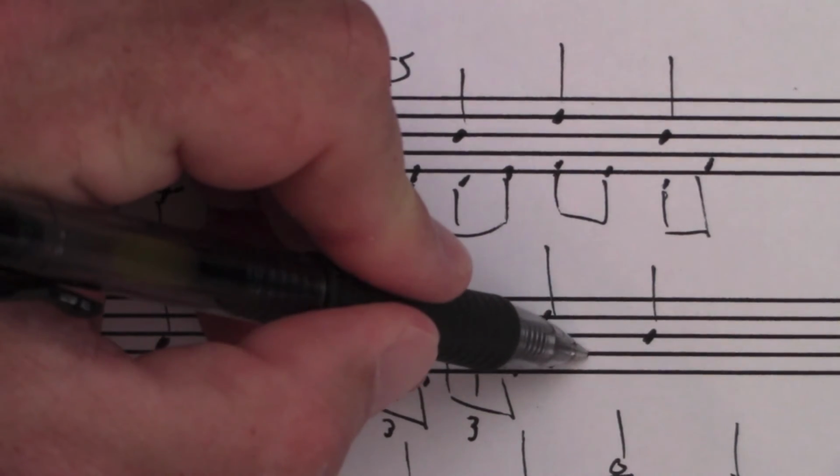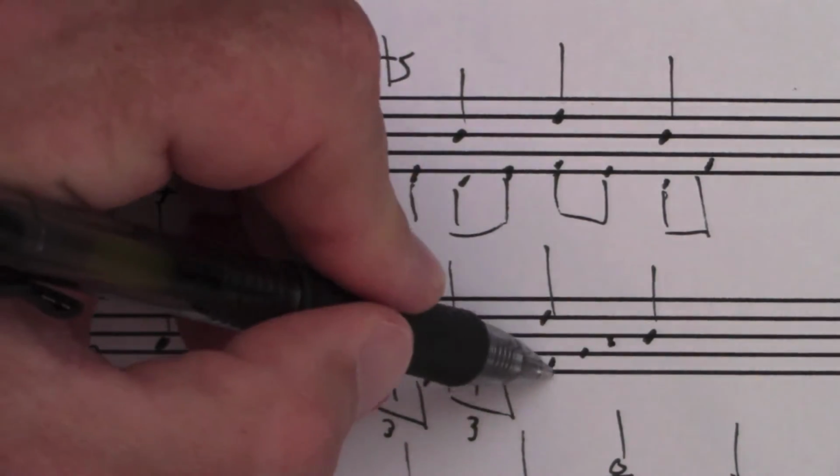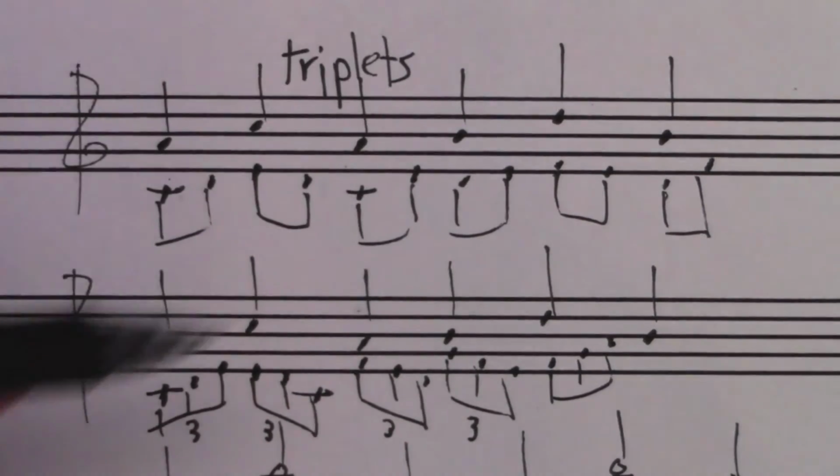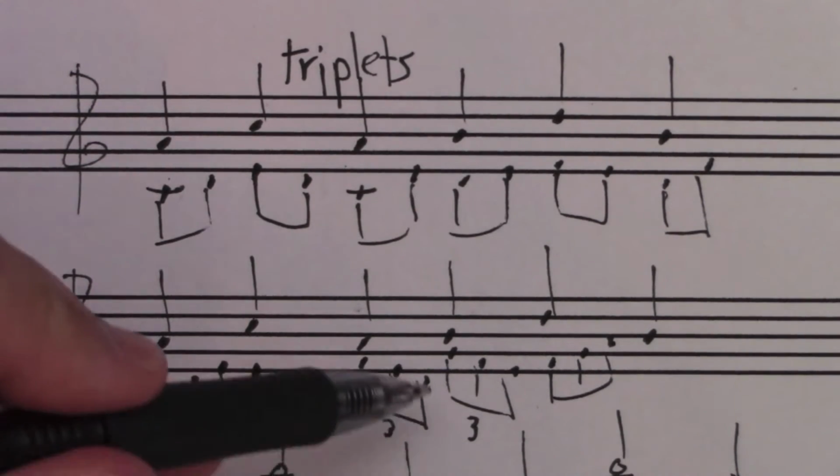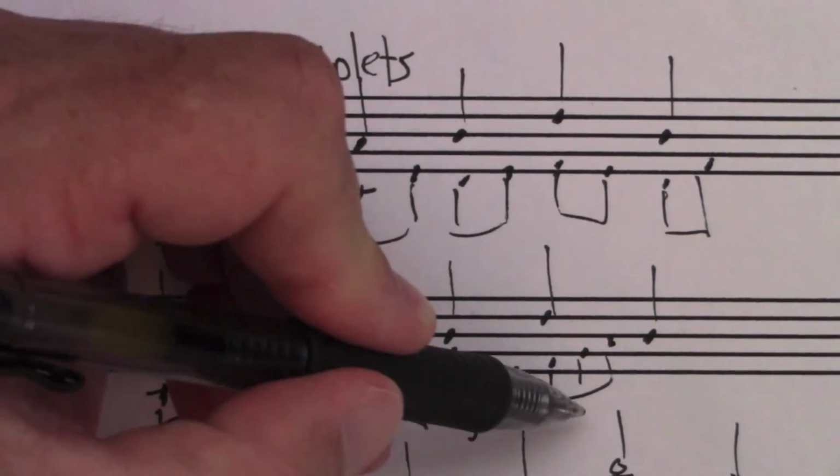Notice we have two separate parts on the one staff. So the top melody line, the stems go up. Bottom melody line, the stems go down. Okay.